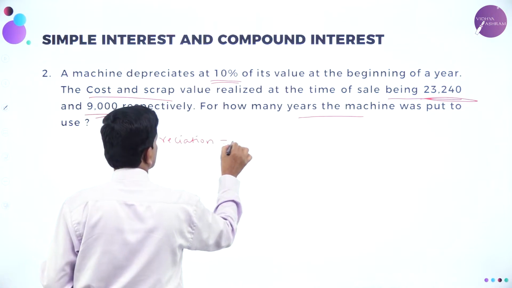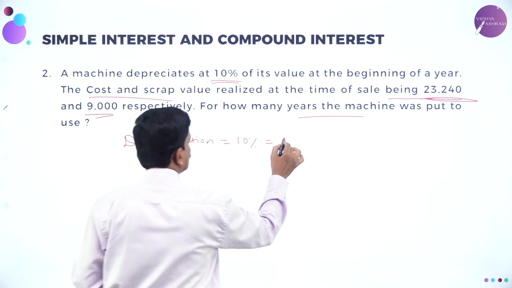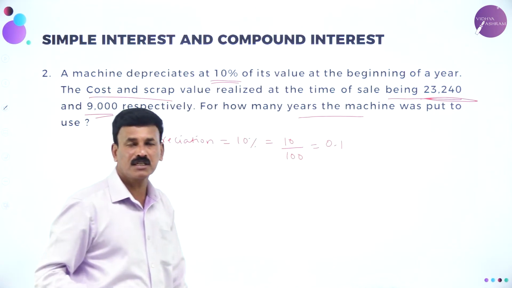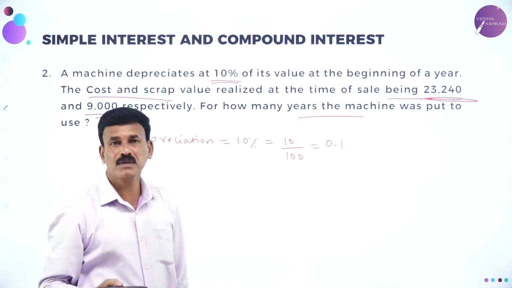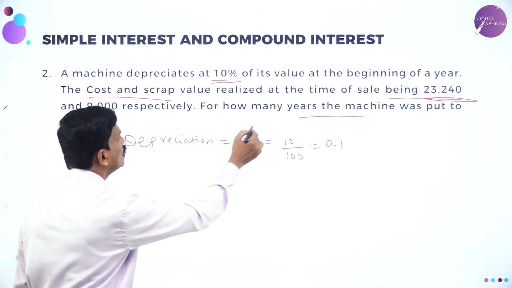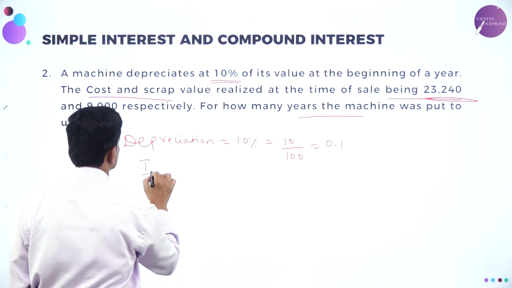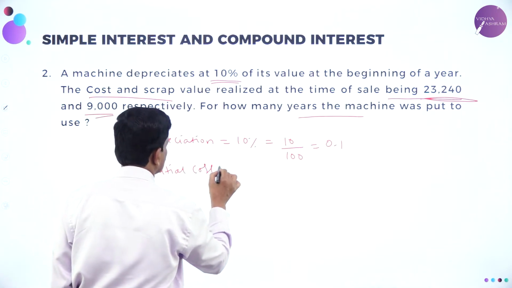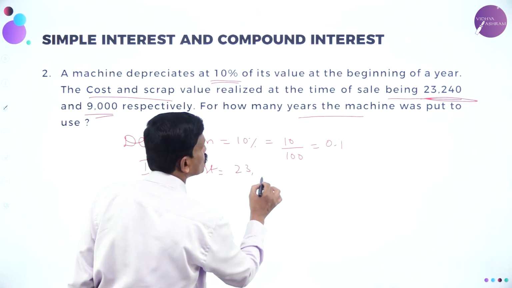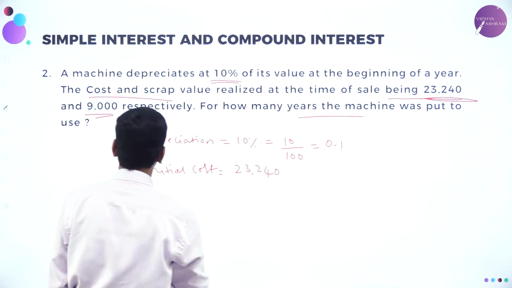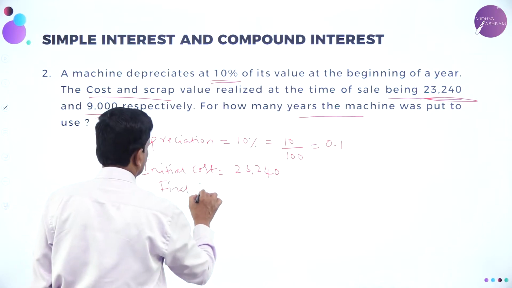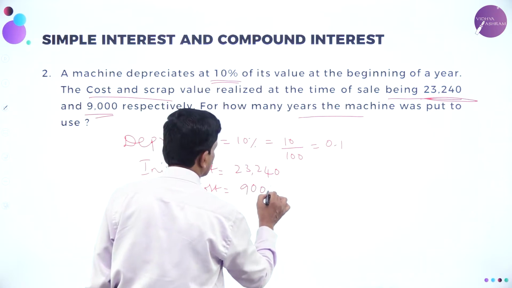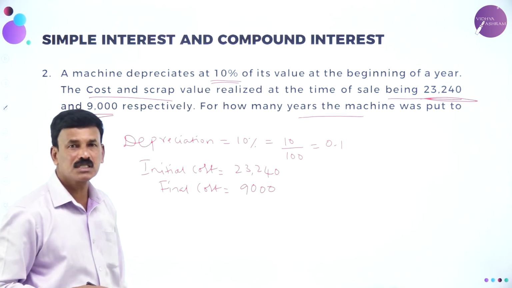So depreciation is equal to 10%. That is 10 divided by 100, which is 0.1, the rate of depreciation. Now write down the initial price and the final price. So the initial cost is equal to 23,240 rupees, and the final cost is equal to 9,000 rupees, and the rate of depreciation is 0.1.